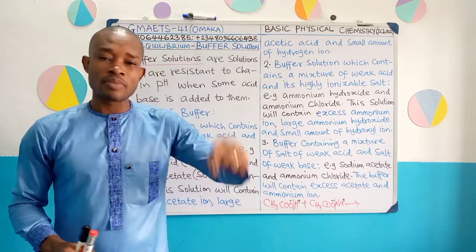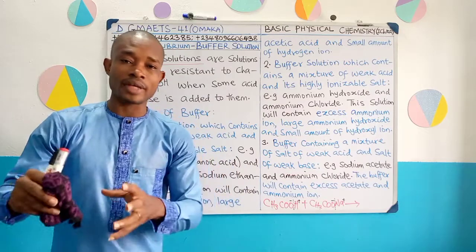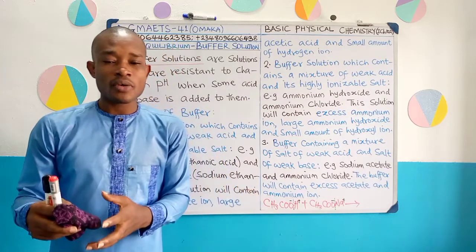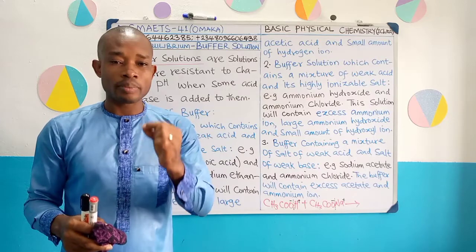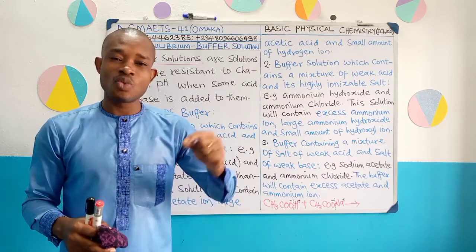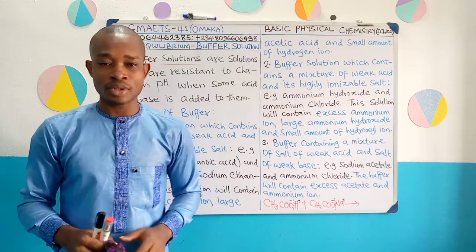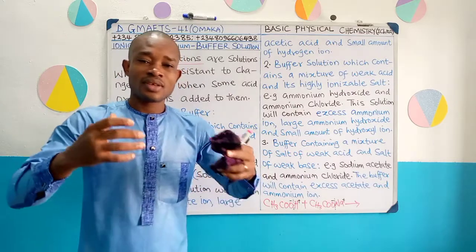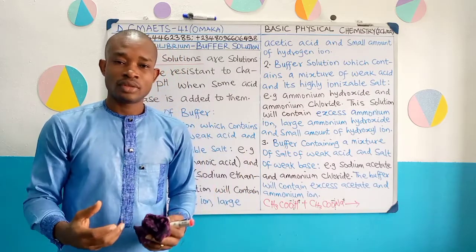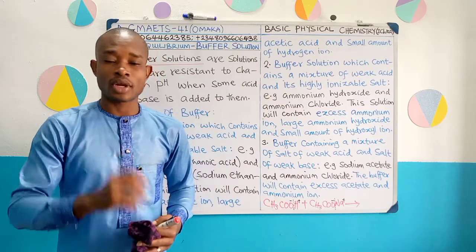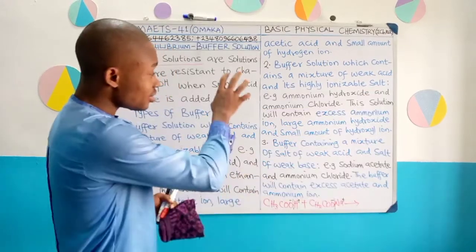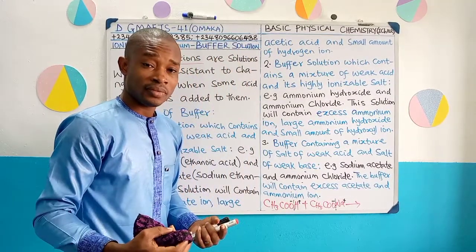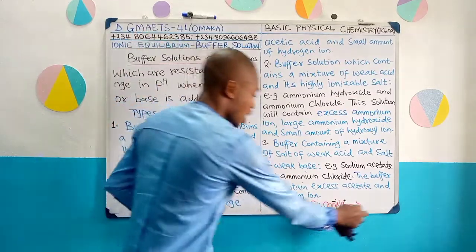Now, a salt of ammonium hydroxide could be something like ammonium chloride. A mixture of this ammonium hydroxide and ammonium chloride gives us a type of buffer, which is buffer solution containing a weak base and its highly ionizable salt. That is type 2. Now, what will this buffer contain in excess, in large amount, and in small amount? So at this time, I'm going to do analysis of type 2 buffer. Let us find out what it contains in excess, in large amount, and in small amount.